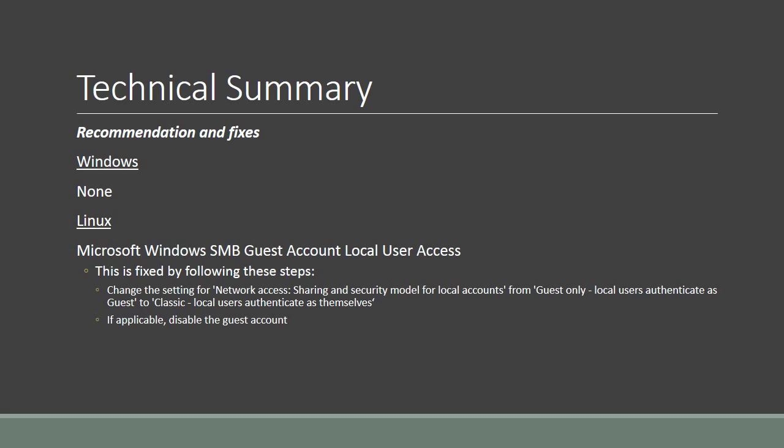Alright, the recommendation fixes. There weren't any for Windows. For Linux, Microsoft Windows SMB guest account local user access can be fixed by changing the setting for network access, sharing and security model for local accounts from guest only, local users authenticate as guest, to classic, local users authenticate as themselves. And if applicable, disable the guest account.